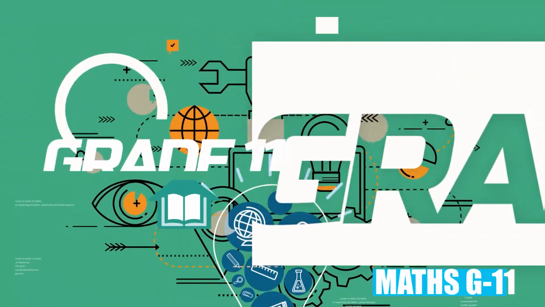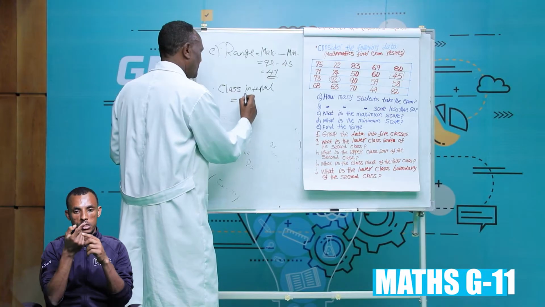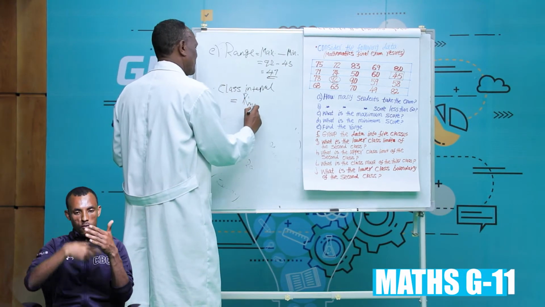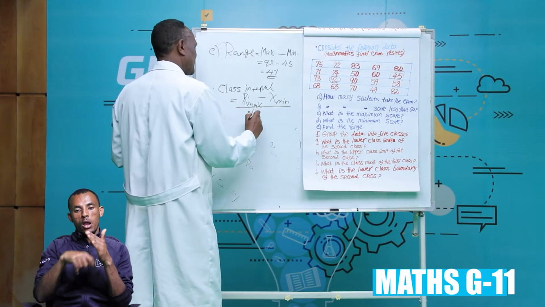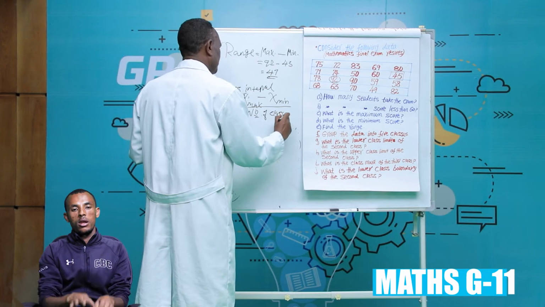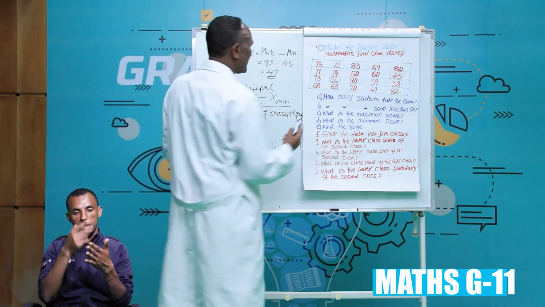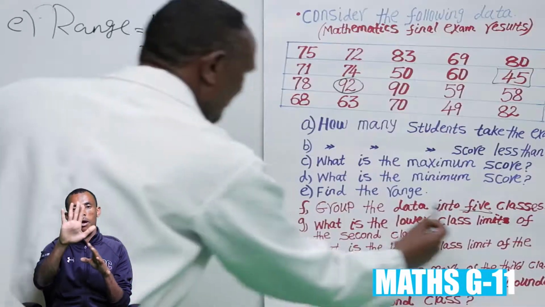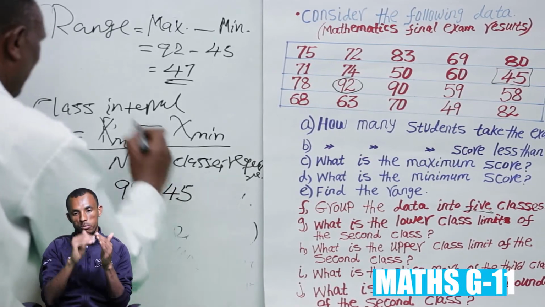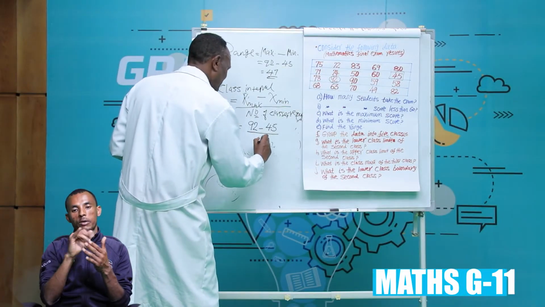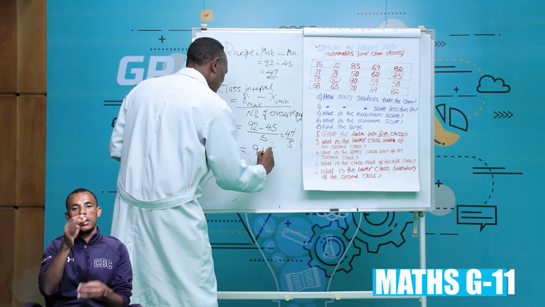Class interval is the ratio of the maximum value minus the minimum value, divided by the number of classes required. In this case, I want to divide these 20 data into 5 classes. So the maximum value 92 minus the minimum value 45, which you calculated as the range, divided by the number of classes required, 5. You will get 47 over 5, which gives a result of 9.4.